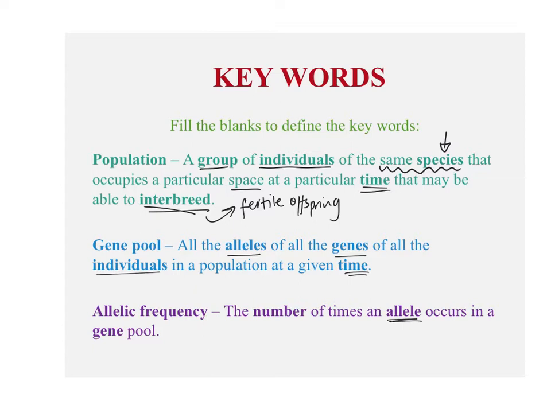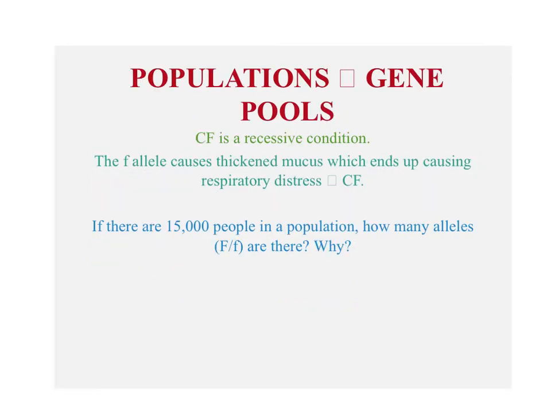So population links to gene pool, because we're looking at the alleles of the genes of the population at a given time, and then gene pool links to allelic frequency, because we're looking at the frequency of alleles in that gene pool for that population at that time. So let's take a look at this example. We've got the population going to the gene pool. Now, cystic fibrosis is a recessive condition, and we said about this in the starter.